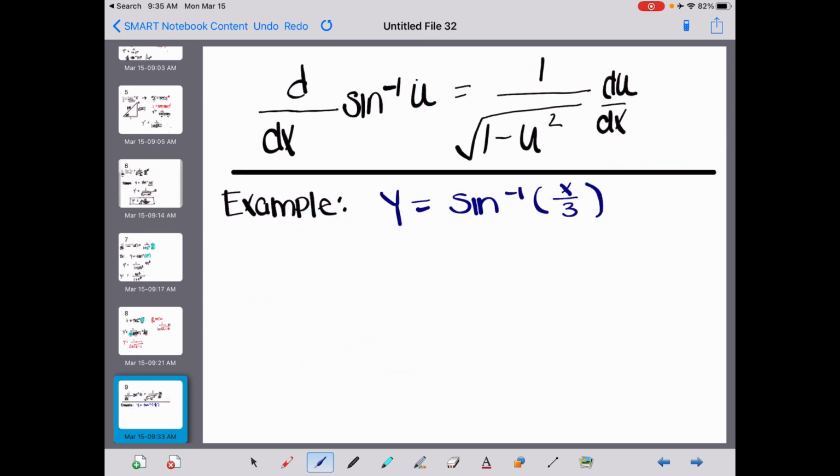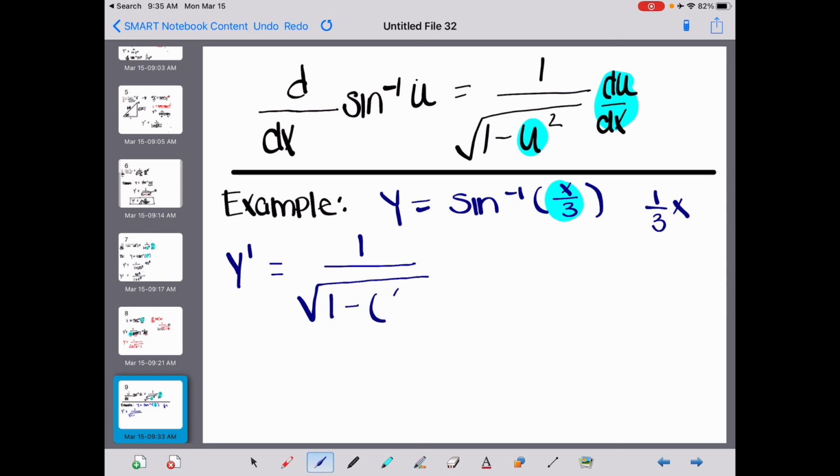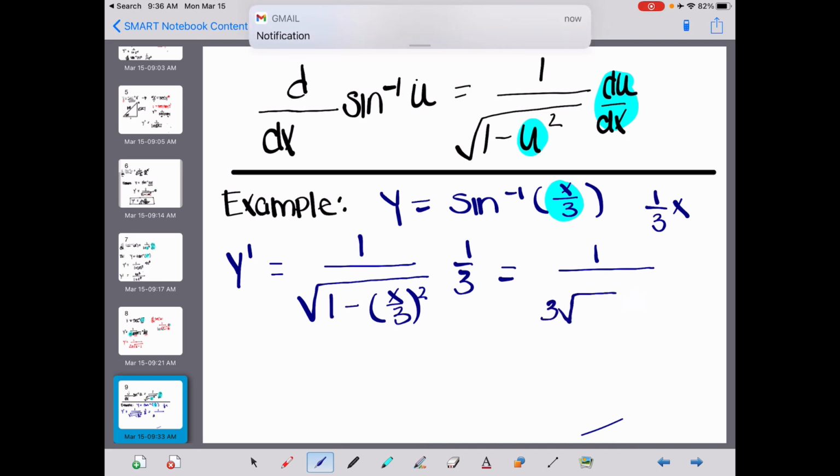All right, last one. We have our sine inverse rule, and we're finding the derivative of sine inverse of x over 3. When we apply this, I'm going to plug my x over 3 into u and find the derivative of x over 3, which again you can think of as just 1/3 x. That would give us 1 over the square root of 1 minus (x over 3) squared times 1/3. If I simplify that a little more, I get 1 over 3 times the square root of 1 minus x squared over 9.